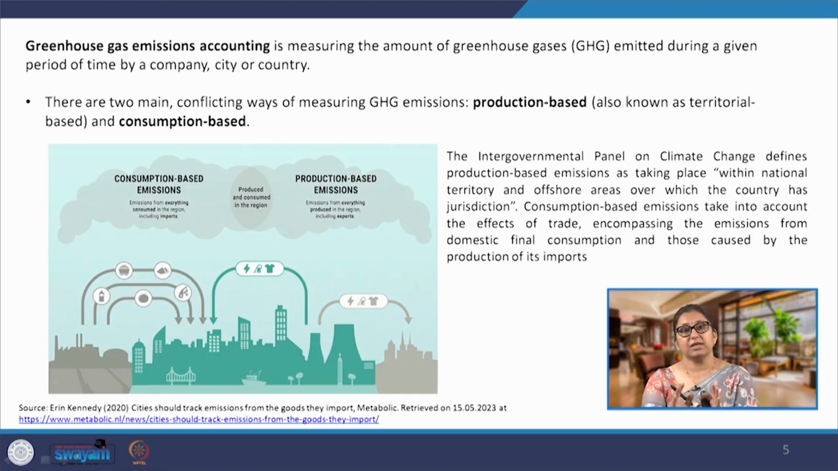Now, very broadly, if I have to tell you, the accounting methods are categorized into two broad categories. That is how the world is operating when we are talking about GHG emissions. The first one is a consumption based emission and the second one is a production based emission. Now, in a simple language, if I have to explain, the consumption based emission is for a nation or an area, for all the consumption that is happening in this space, whether we produce it or not.